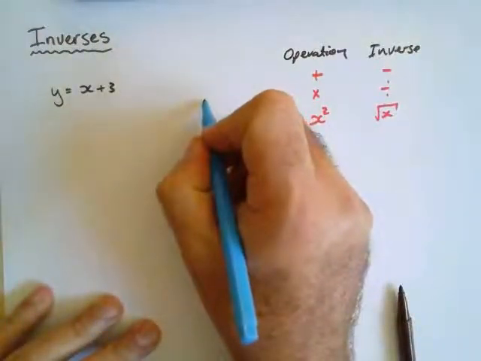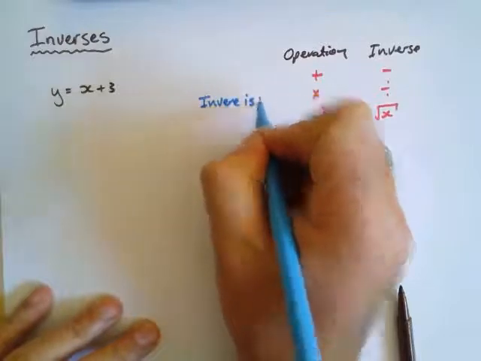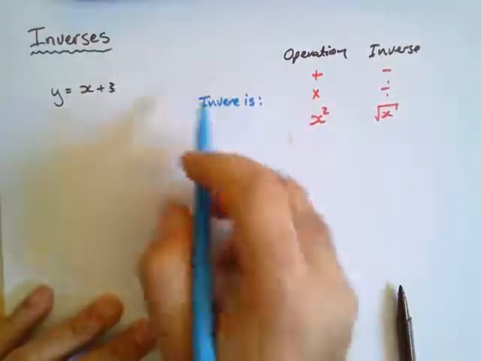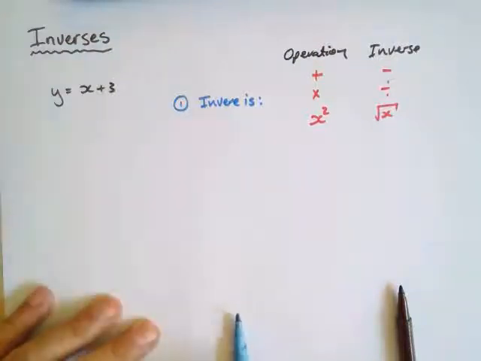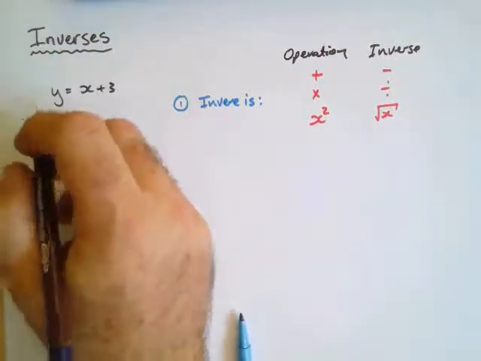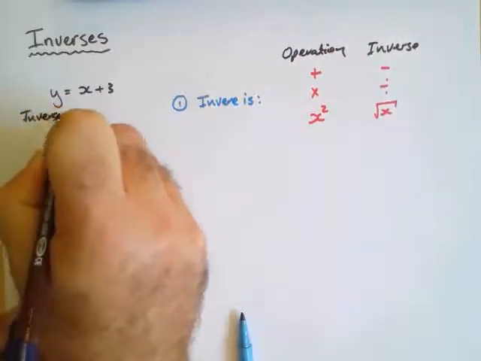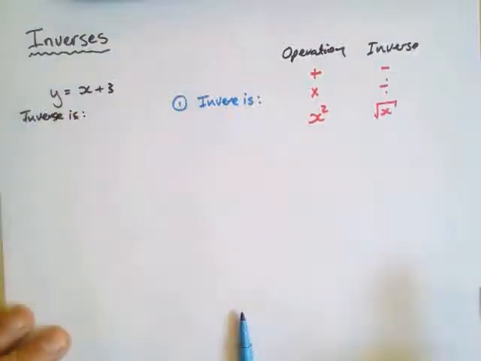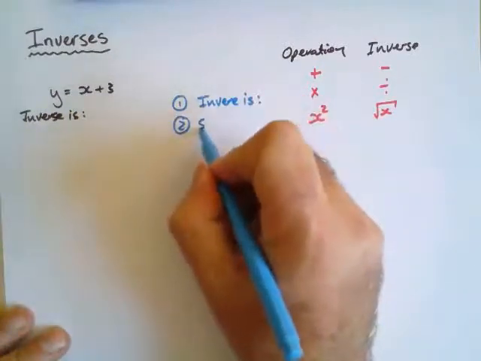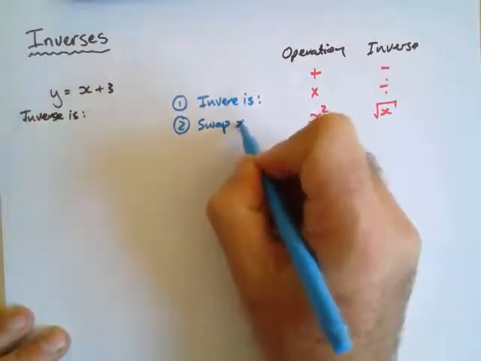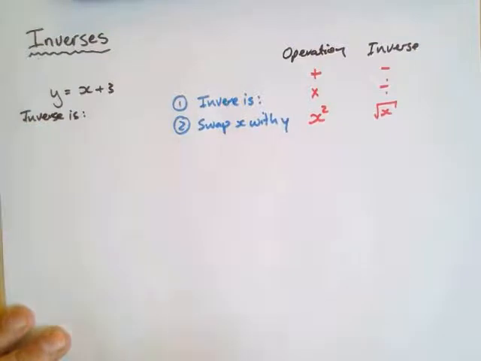is to say "the inverse is". If you don't use this as your first step, I'll show you now what's going to happen. So your first step, say the inverse is, and my second step is you swap x with y.